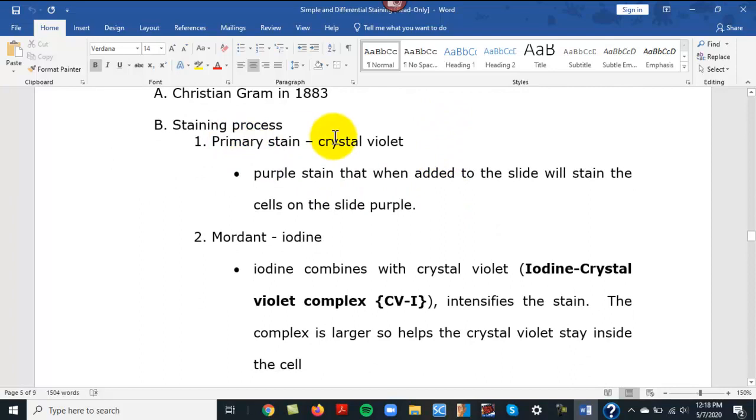You do a primary stain, which is crystal violet, which is purple. So you would flood the area with that. You would wait for 1 minute. Man, I don't have that on here. I will add that to your outline. You do 1 minute. Once you flood the area, you leave it on there for 1 minute.